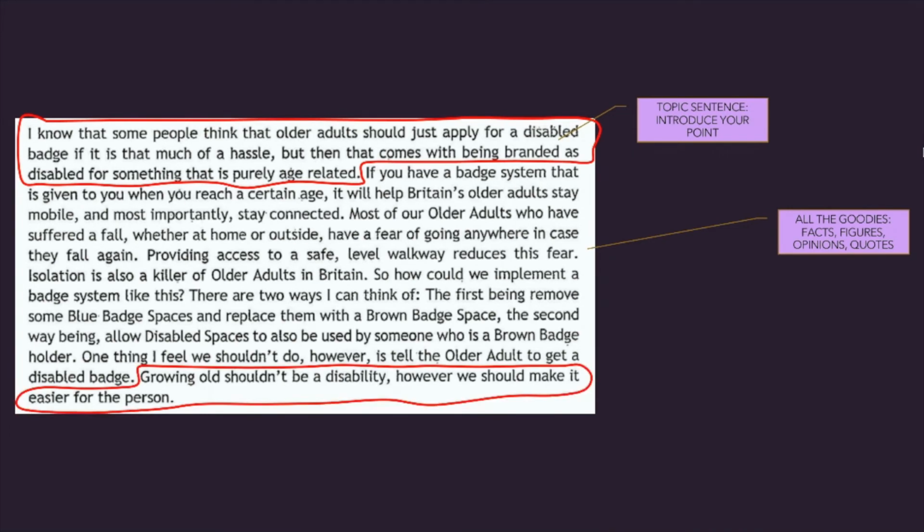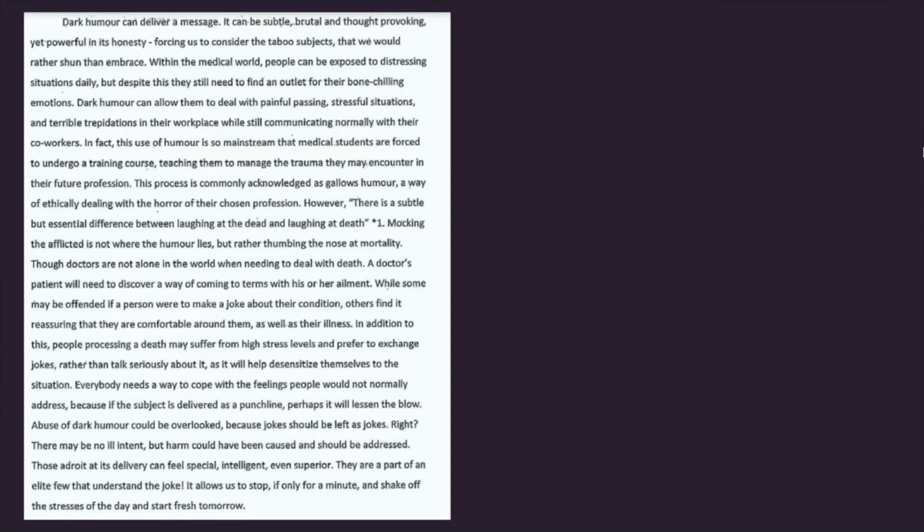And then at the end, boof, little concluding sentence there that links back to the central argument about making it easier for people to get these badges. So a nice, good paragraph there. Let's look at this one.